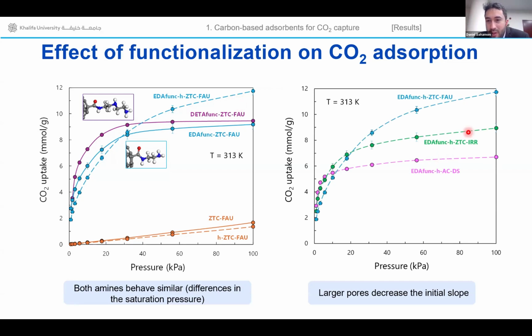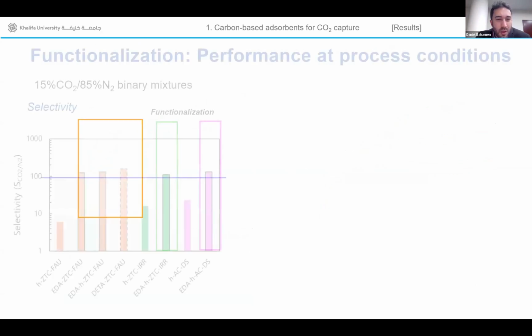And as I was mentioning, depending on the type of structure you use, either the fungicide or the activated carbon, you might have different slopes, different isotherm shapes. But overall, you need to relate this to the process model in order to see which one might be more beneficial for your specific application. And this is what we did after.